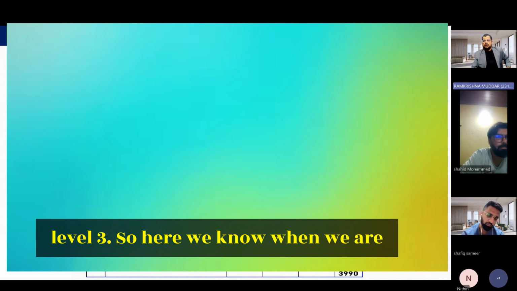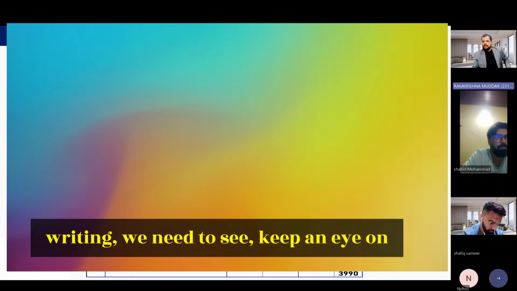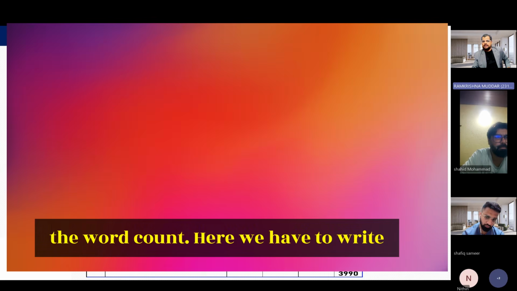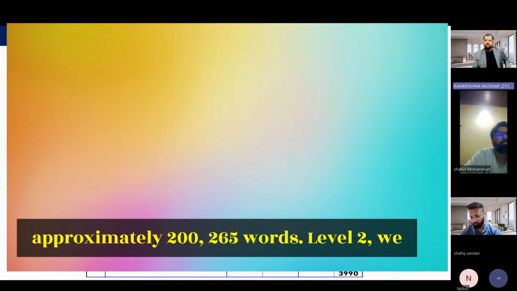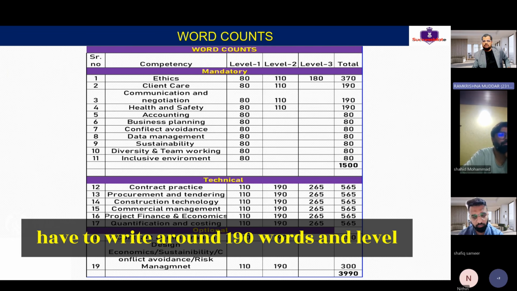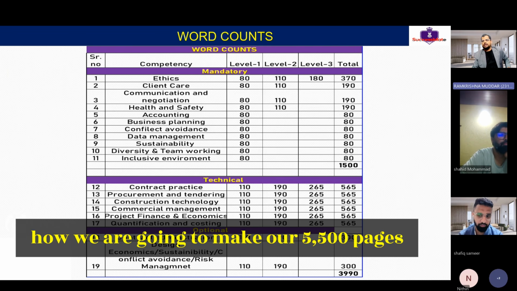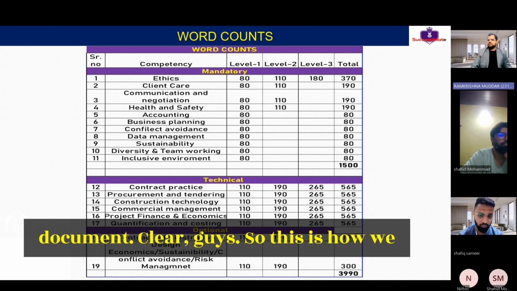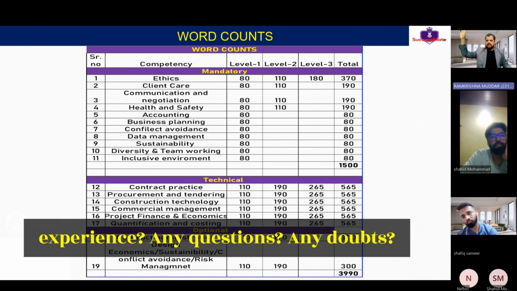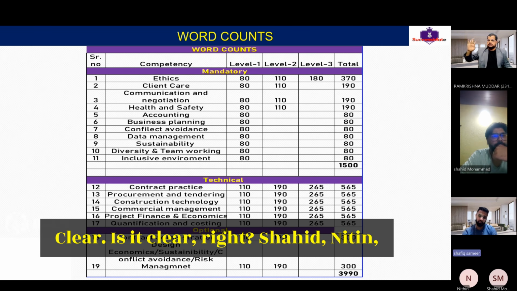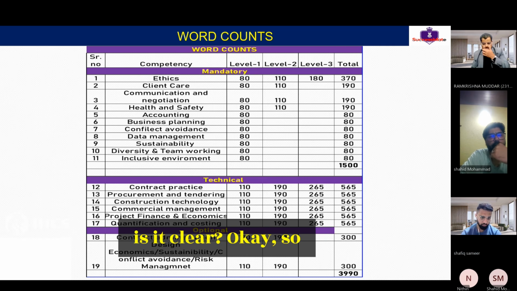So when we are writing, we need to keep an eye on the word count. Here for level 3, we need to write approximately 200 to 265 words. For level 2, around 190 words, and for level 1, around the same. So this is how we are going to make our 5500-word document. Clear, guys? So this is how we need to write it. Is it clear? Summary of experience? Any questions? Any doubts? Clear, right? Shahid, Nitin, is it clear?